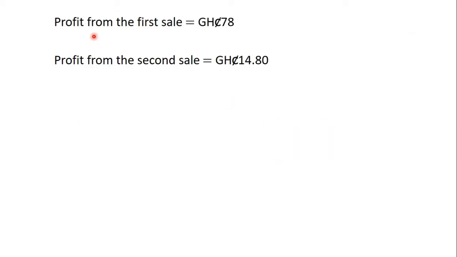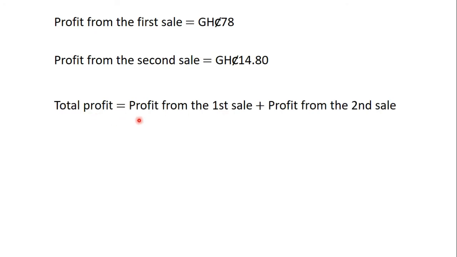So now we have found the profit from the first sale. We got 78 Ghana cedis. We have found the profit from the second sale. We got 14 Ghana cedis, 80 pesos. So the total profit is equal to profit from the first sale plus profit from the second sale. This will give us 78 Ghana cedis plus 14 Ghana cedis, 80 pesos. And this will give us 92 Ghana cedis, 80 pesos. So the total profit she made from the whole transaction was 92 Ghana cedis, 80 pesos.